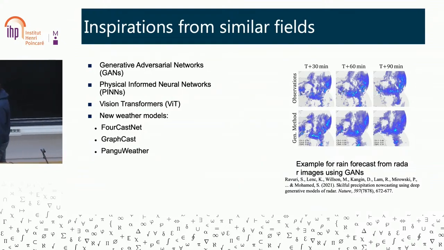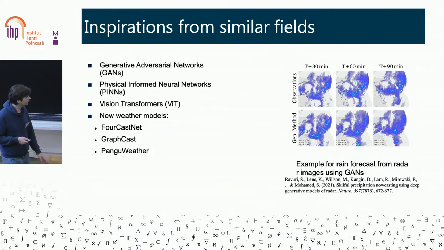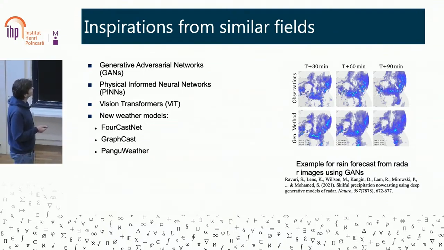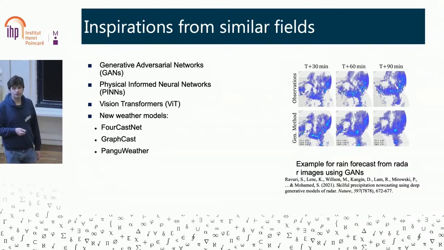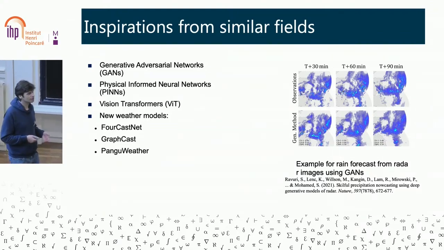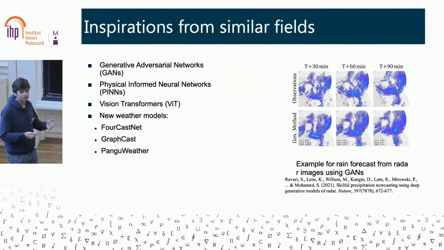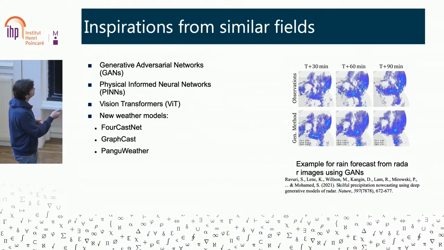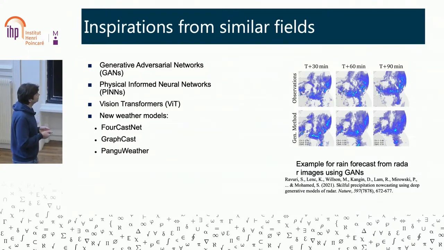And to do solar power forecast, we can get inspiration from similar fields in deep learning. For example, meteorologists did rain forecast using generative adversarial networks. So the GANs were made to make deep fakes. But now we use them not for deep fakes, but for forecasts of some gridded parameters. So this is rain forecast from radar images, and we work to apply these techniques on satellite images.